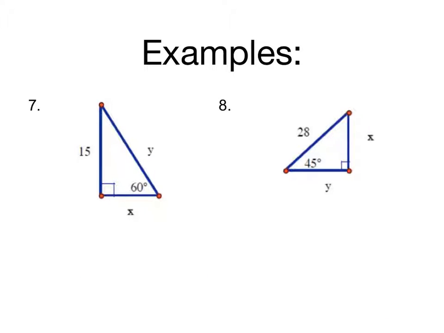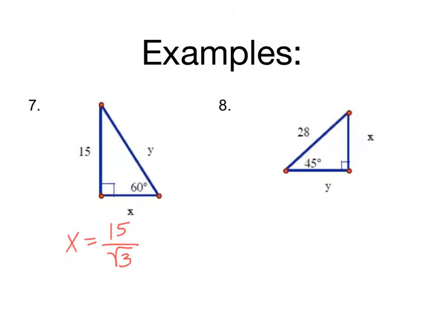Last two problems. Okay, this time we have the longer leg, and it's a whole number. It doesn't have a radical in it. So in order to go from longer leg to shorter leg, we're going to take that longer leg and divide by the square root of 3. Because if shorter leg to longer leg is multiplied by root 3, to go the other way we have to divide by root 3.